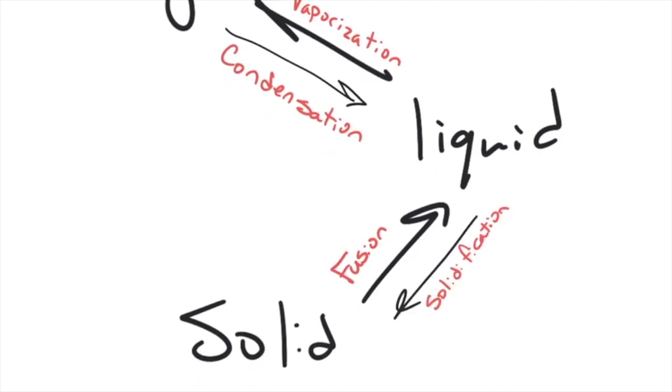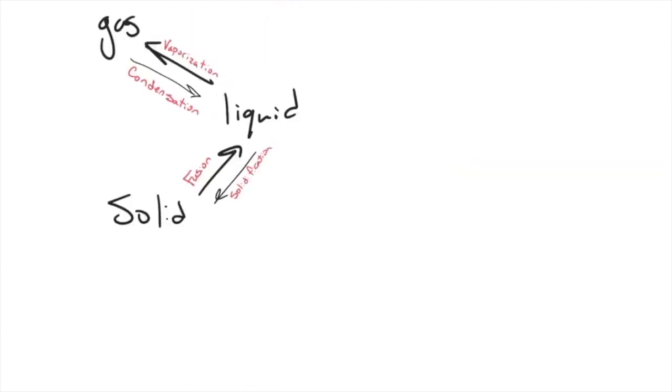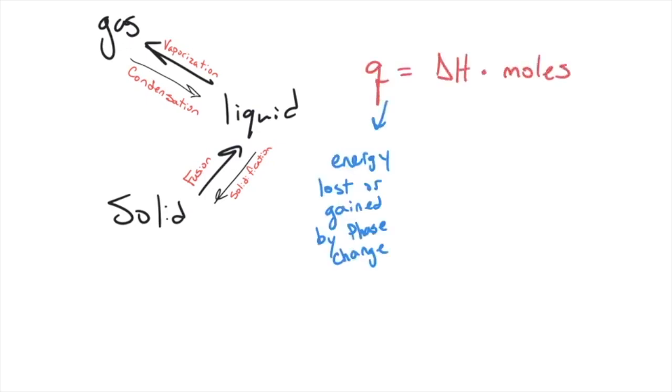Now the reason that we've established these words is because we're going to use them in the next part. The energy lost or gained by a phase change depends on two variables, and we're going to reference one of these two variables using these four words. That formula is Q equals delta H times moles, where Q once again is the energy lost or gained, but this time by a substance going through a phase change. It is important to note that this is in kilojoules of energy.